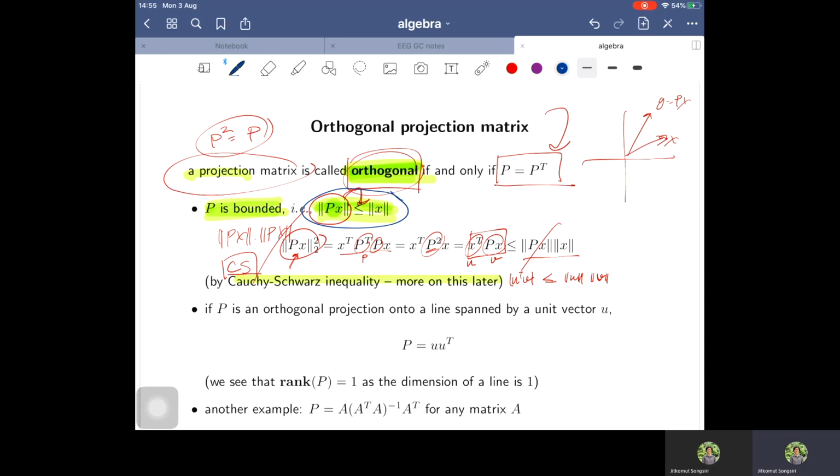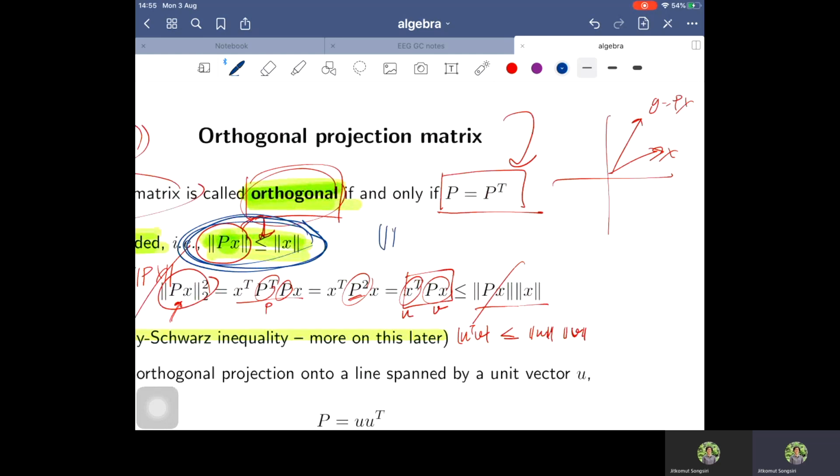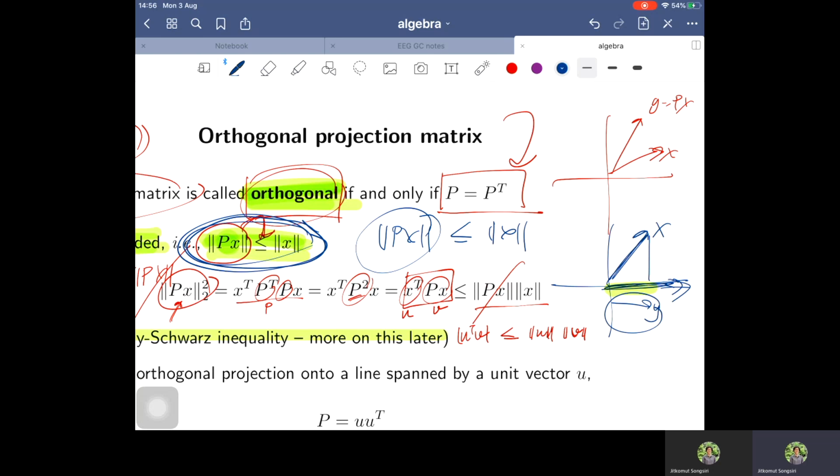Now let's discuss a little bit more on the meaning. What does the bounded property mean? It means that whenever you apply an orthogonal projection matrix on a vector, it will give you the projected vector on a subspace. Of course, the norm of the projected vector cannot be larger than the original one. For example, if I project x on this line, on the standard basis, the projected vector is y. And of course, the norm of y cannot be bigger than the norm of the original x.